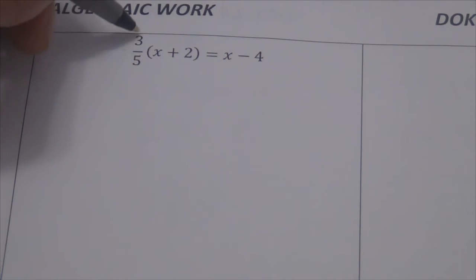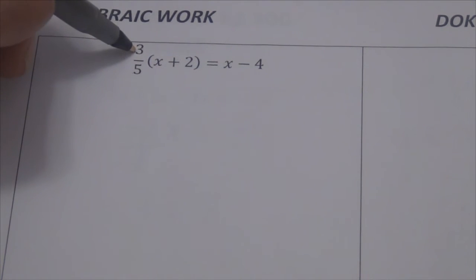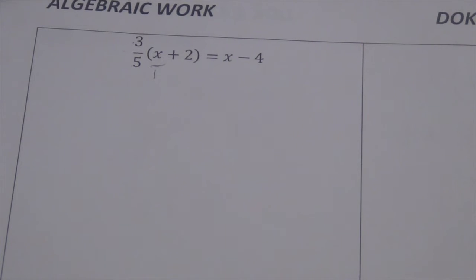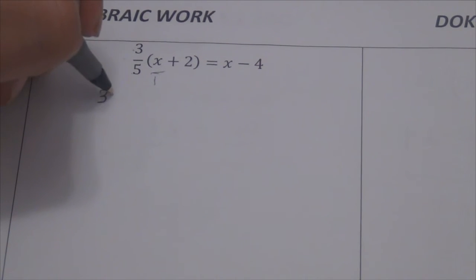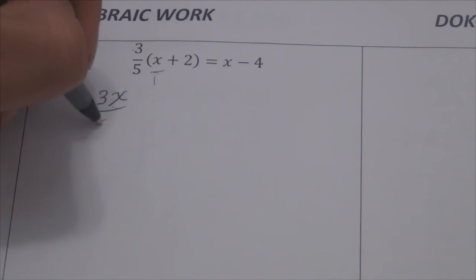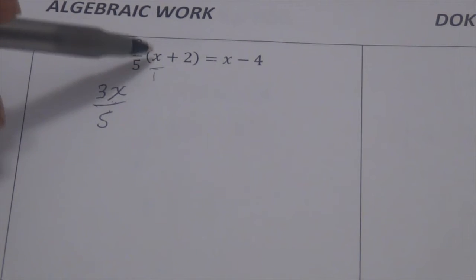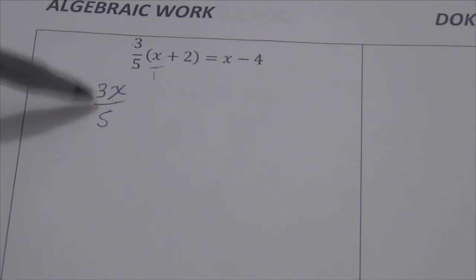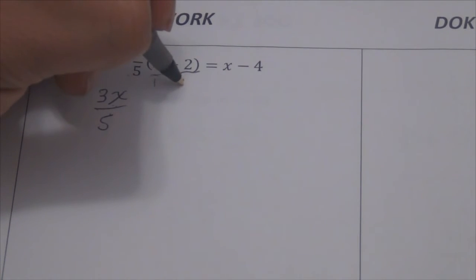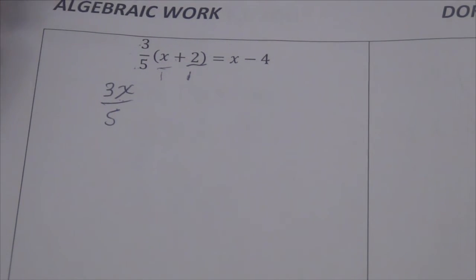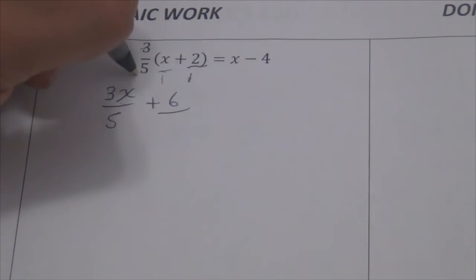Multiplying by a fraction, multiply by the top, divide by the bottom. So this is like saying x over 1 if you are confused. So x times 3 is 3x over 5. Or 3 times x is 3x over 5, however you look at it. Then 3/5 times 2. Remember that this is also 2 over 1. So just in case you're confused, I would have just said 3 times 2 is 6 over 5.